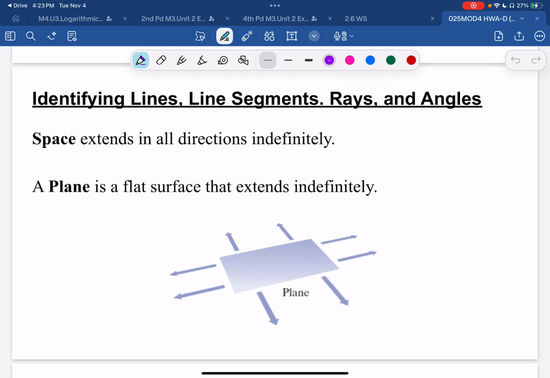The first one is space. And so you need to understand that when you're talking about space, the space for these different terms is going to extend in all directions, and that's going to extend indefinitely. So it's going to go on forever in every direction. When we talk about a plane, that's going to be this flat surface that also extends indefinitely in every direction.